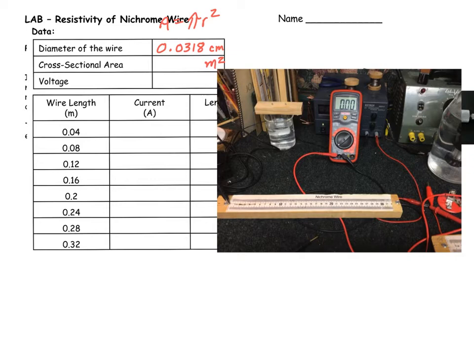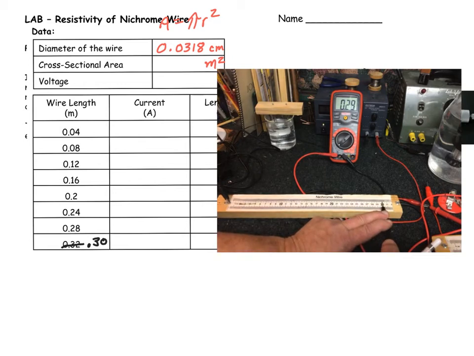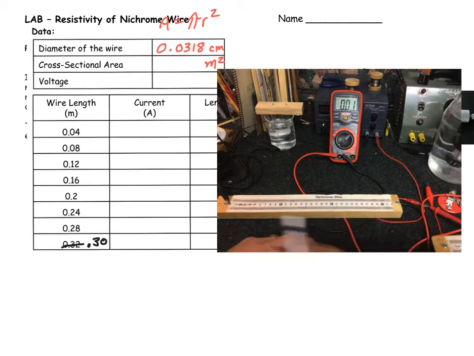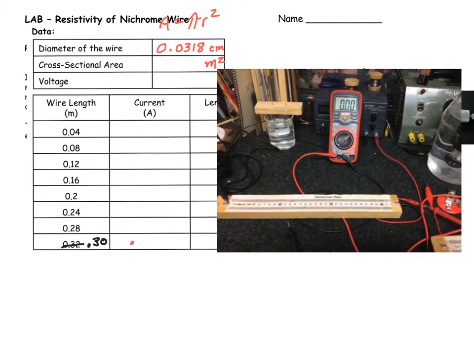In our data table, we're going from 0.04, 0.08, up by increments of 0.04. The last one should have been 0.30. Let's change that. That's where we'll start, 0.30. I'm going to put the electrode right at 30 centimeters, and the current is 0.29. We'll write that in here, current 0.29, in amps.